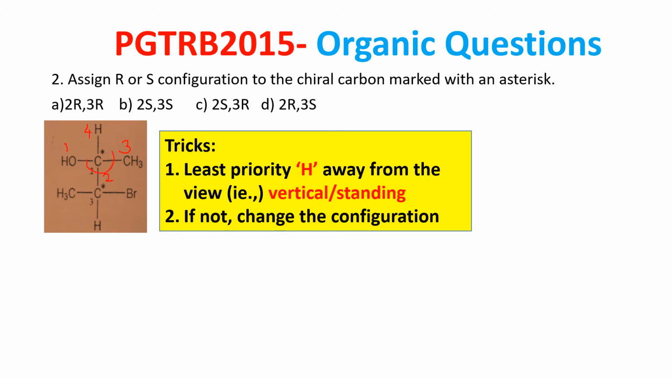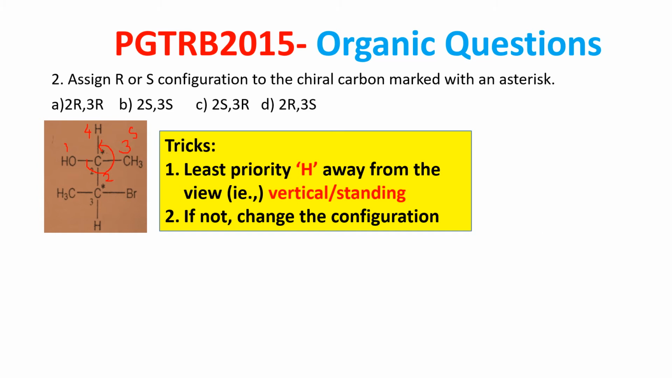So the rotation will be like this: 1, 2, 3, 4. It is in an anti-clockwise direction, so it will be S. Okay, no need to worry. If the hydrogen is in this place, then what do you have to do? This should be R. You need to change the configuration from S to R. I'll give you some examples for that also.